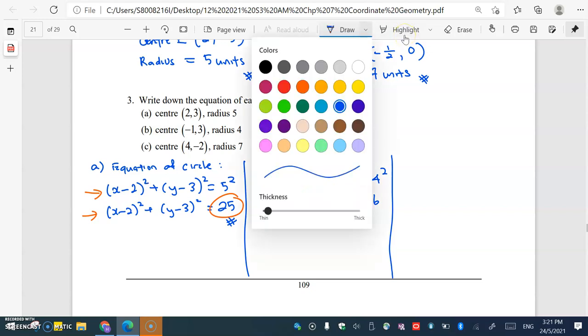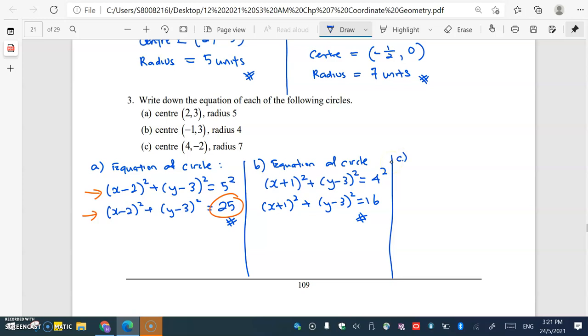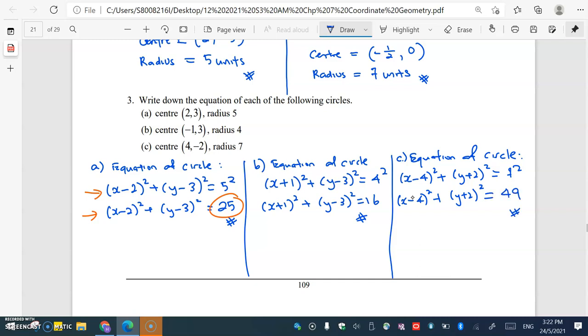Then in part C, again, equation of circle. Since it's an equation, let's write it down. It's (x − 4)² + (y + 2)² = 7². So for some of you, you may want to put it this way. Either way is fine.